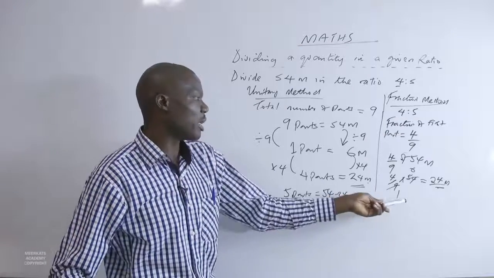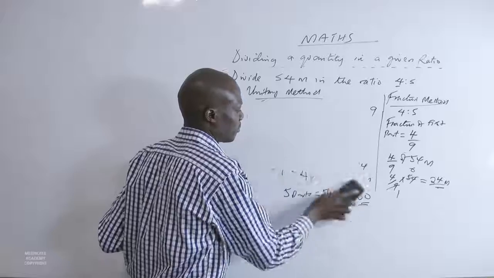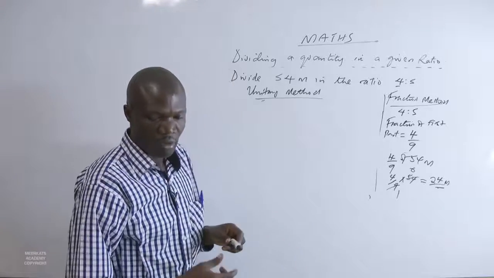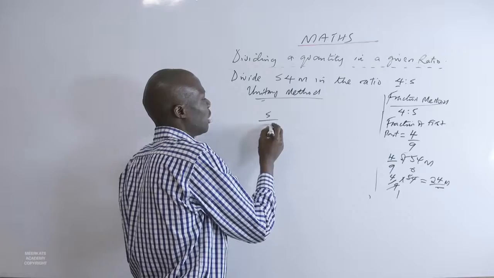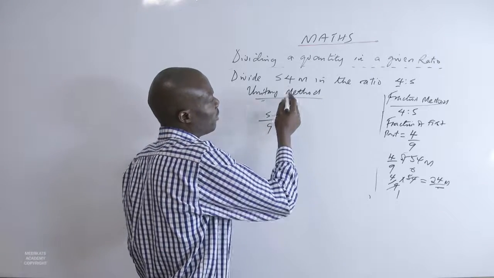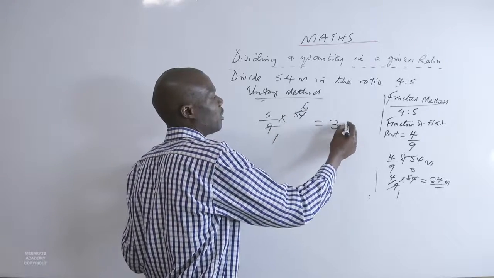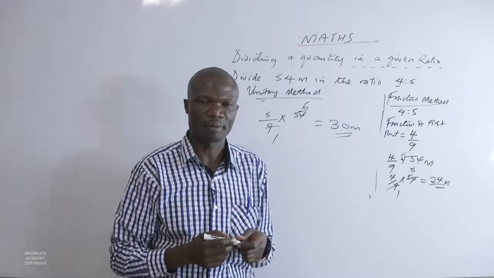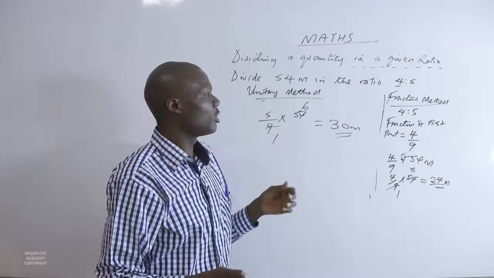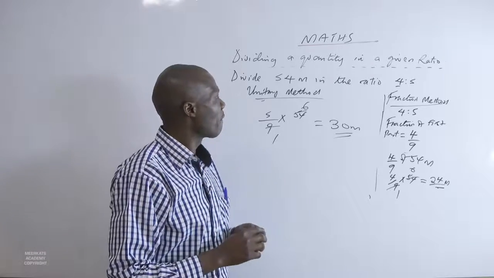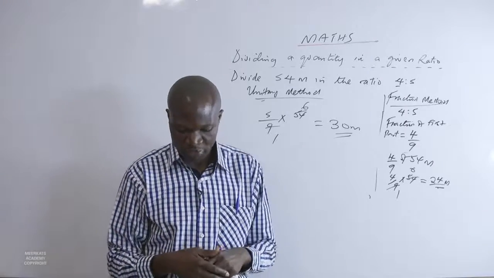If you were to look for the second part, I'm going to do the second part using the fraction method and not unitary. For the second part, the fraction would be the value of the second, which is 5, over the total, which is 9, multiplied by the total amount, which is 54. 9 into 54 is 6, and 6 times 5 is 30 meters. So we'll always get the same answer. So we should be able to carry out the sharing out of a certain length in a given ratio using both methods.